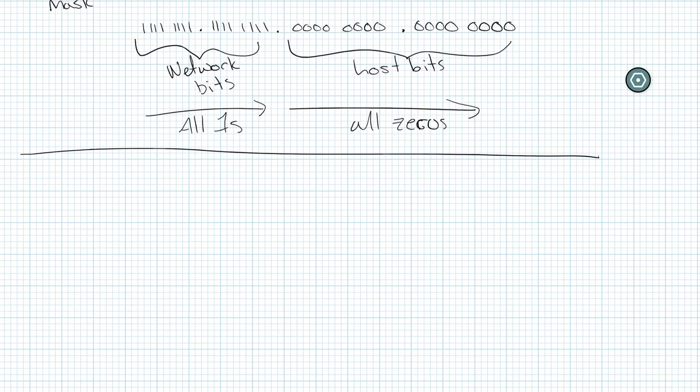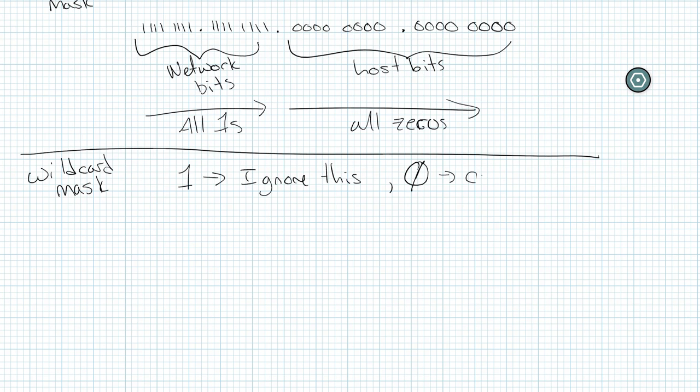A wildcard mask, on the other hand, is used to determine which bits can be ignored. So if we have a 1, that means ignore this bit. And if we have a 0, it means pay attention to this bit. This bit matters. So how does that help us?